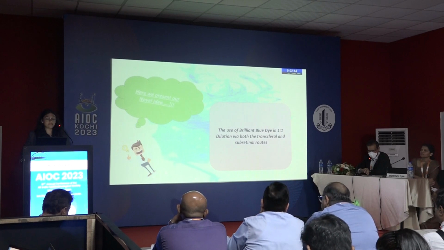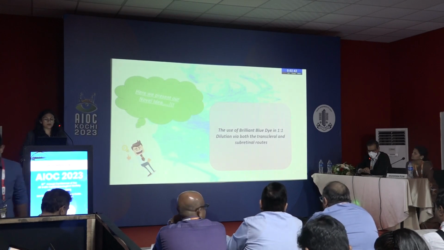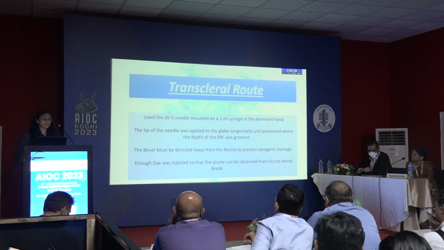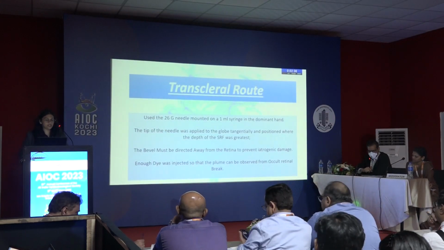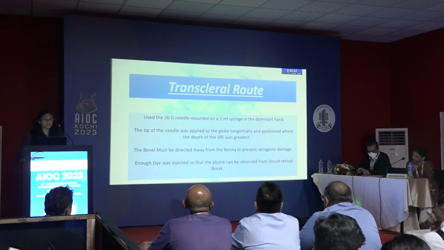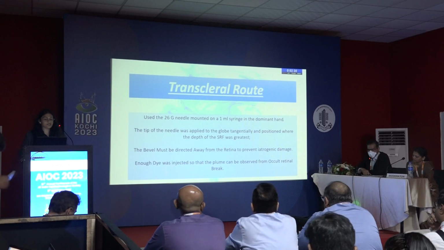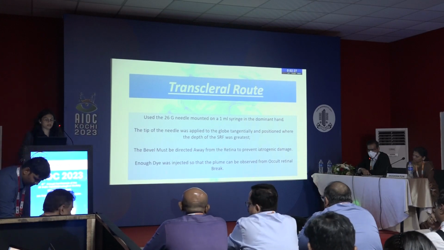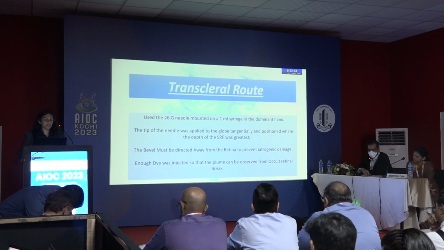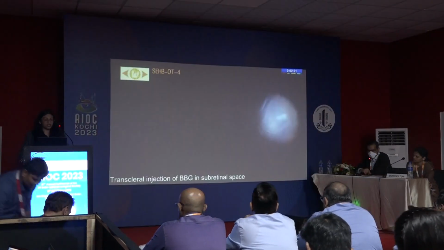We used brilliant blue dye in 1:1 dilution via both the transcleral and the subretinal routes. For the transcleral route, we used a 26 gauge needle mounted on a 1 ml syringe in the dominant hand. The tip of the needle was applied to the globe tangentially and positioned where the depth of the SRF was greatest. The bevel was directed away from the retina to prevent iatrogenic damage, and enough dye was injected.